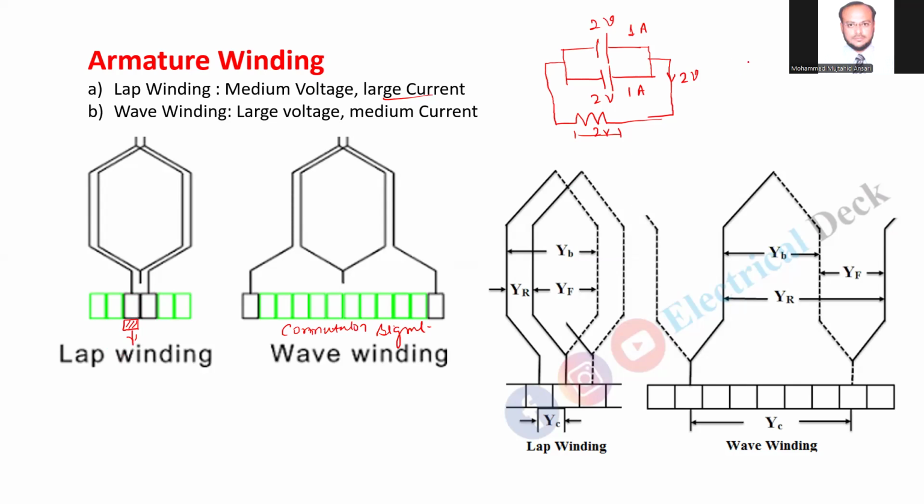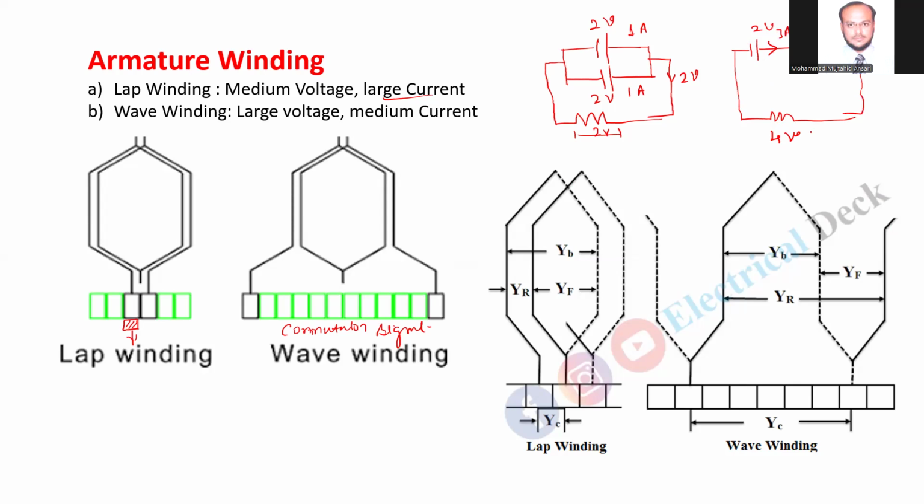Whereas if you want the current voltage to be large, say this is one 2-volt battery. This is one more 2-volt battery. It is connected in series, 2 volt, and now it is connected to the load resistance. So now what has happened? The voltage is equal to 4 volt, and the current is 1 ampere, this is also 1 ampere.